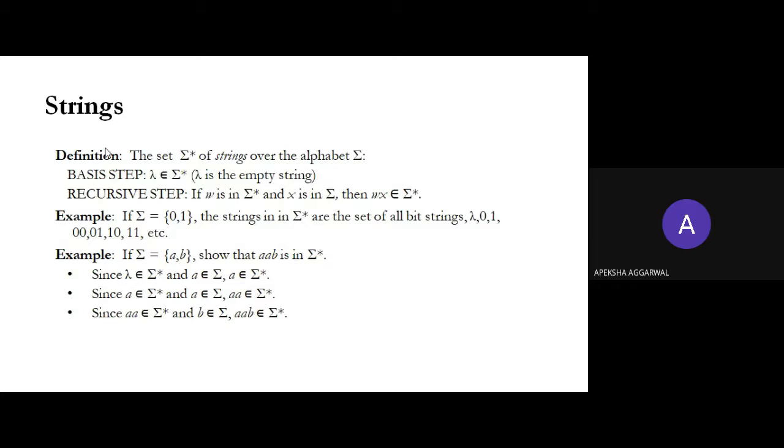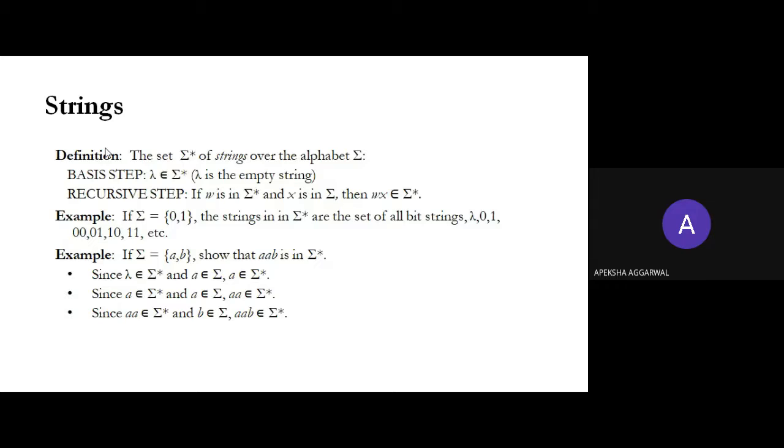Suppose I say sigma is equal to 0, comma 1. So the set of strings that would be generated from 0 and 1 is: first would be your empty string, second would be 0, third would be 1, fourth would be 0 0, then 0 1, 1 0, 1 1, then 0 0 0, and so on, right? So these are the possible strings that could be generated from the alphabet 0 and 1. So sigma represents 0, 1, and sigma star represents the complete language that has all the possible combinations of those strings.